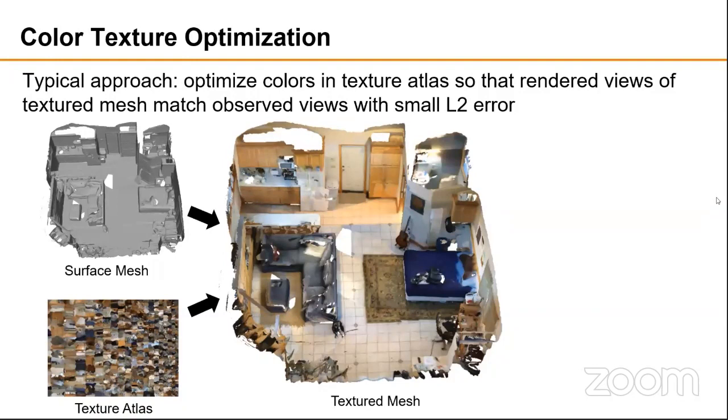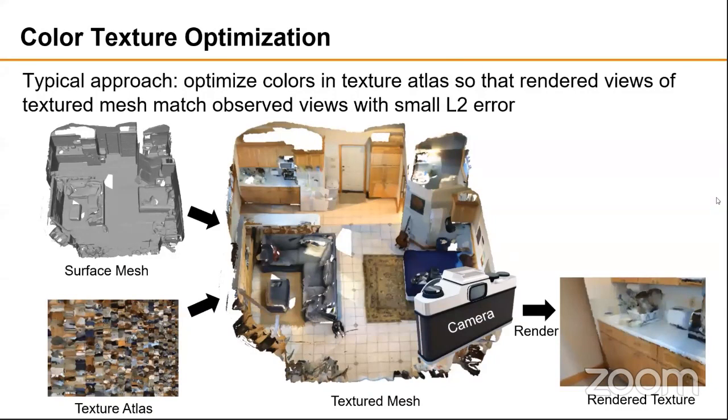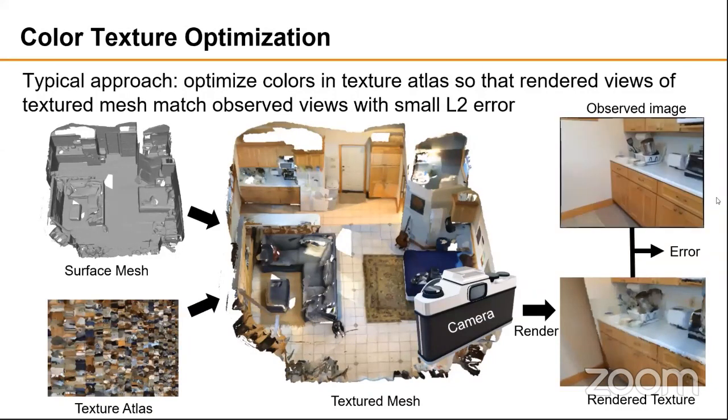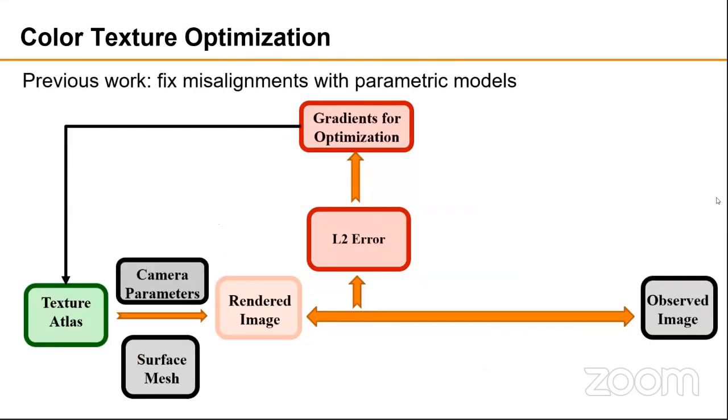The typical approach to address these problems is to optimize colors in a texture atlas so that the rendered images of the textured mesh match the observed images from the same camera viewpoint with small L2 error. Shown schematically, the free variables of the optimization are the pixels of the texture atlas, which are shown in green. The inputs are the images, camera poses, and surface mesh, which are shown in black. And the objective is to minimize the differences between the rendered and observed images.